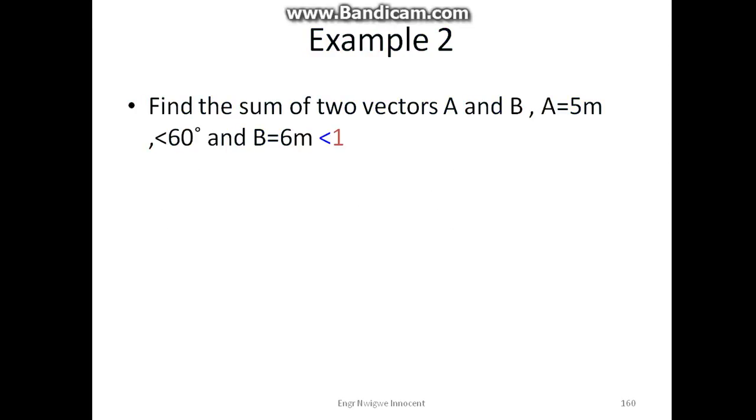Example 2. Find the sum of two vectors A and B, where A is 5 meters at an angle of 60 degrees and B is 6 meters at an angle of 130 degrees. Solution. Figure 119a shows a vector at an angle of 60 degrees having 5 meters length, and figure 119b shows a vector at an angle of 130 degrees having a length of 6 meters.